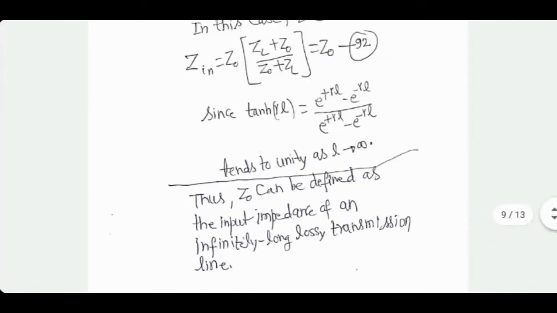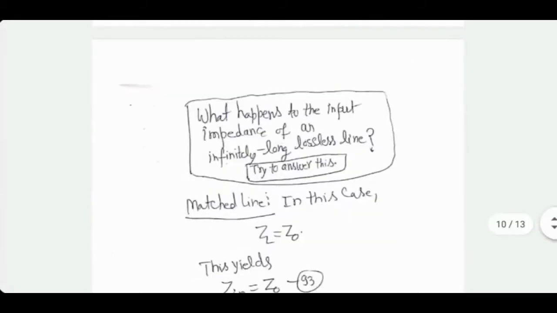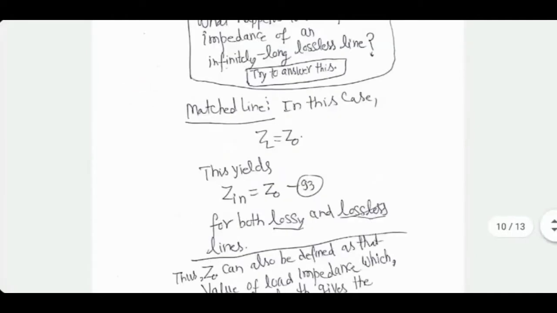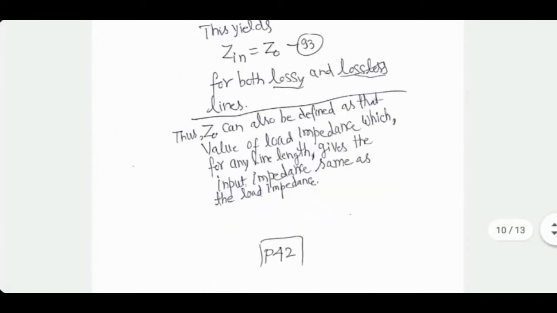Z0 actually can be defined as that value of load impedance for which the input impedance is equal to the characteristic impedance. Let's put it this way. There are several ways of defining Z0. This is one more definition. Z0 can also be defined as that value of load impedance which for any line length gives the input impedance same as the load impedance.